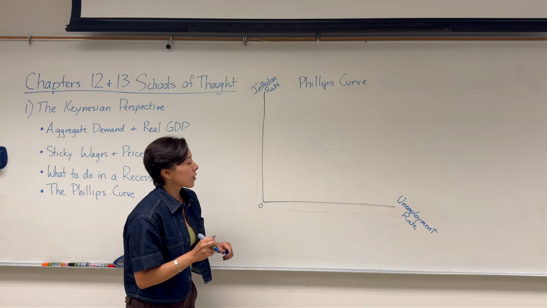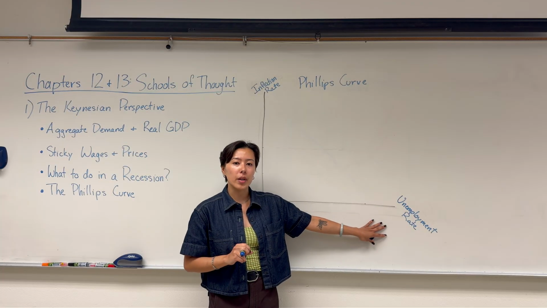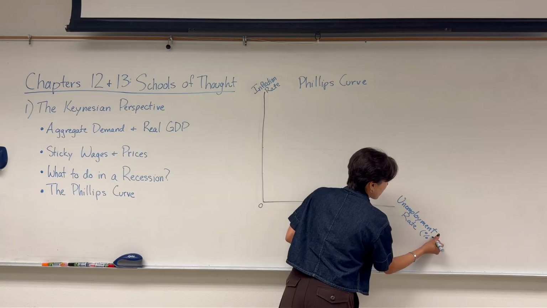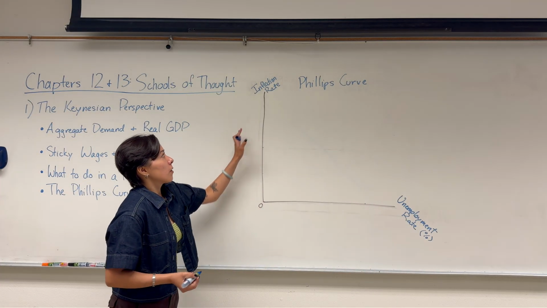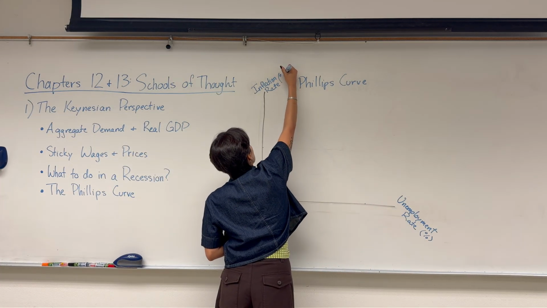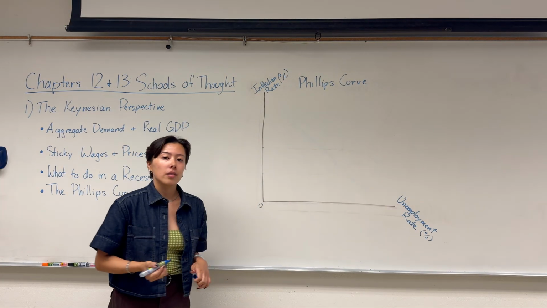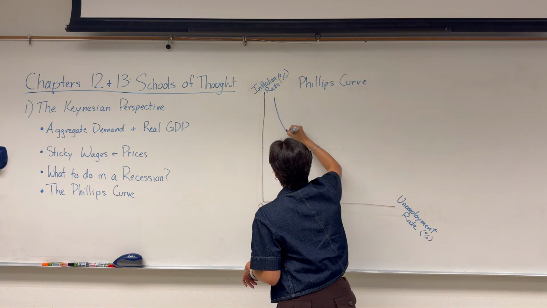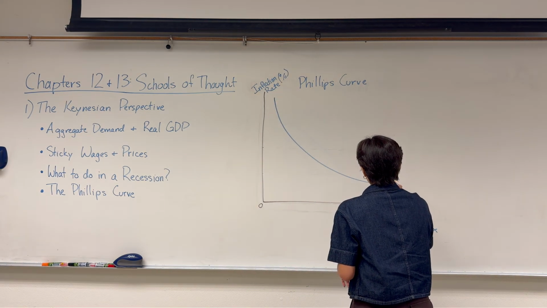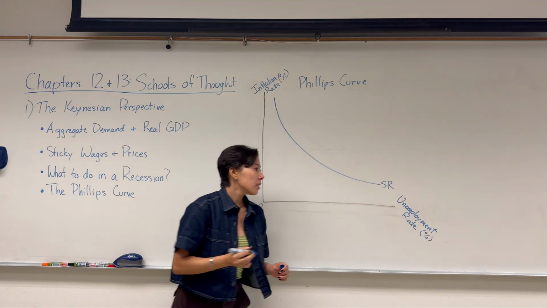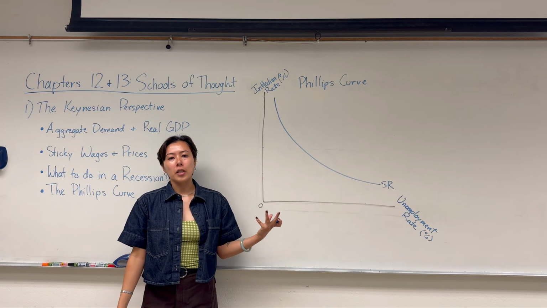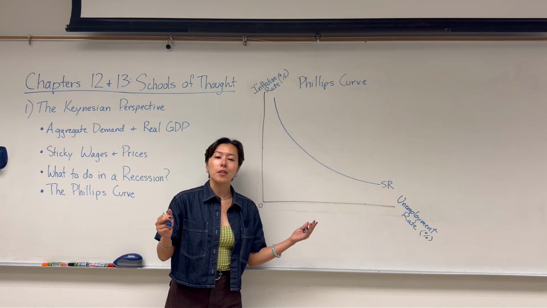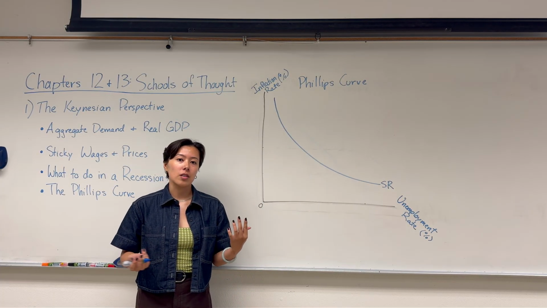Now, when we draw this Phillips curve, we're going to measure the unemployment rate on the horizontal axis, as a percentage. Then we're going to measure our inflation rate, again as a percentage, on the vertical axis. Now here is what the shape of our Phillips curve will look like in the short run. So here is my short run Phillips curve, and it's going to have this downward sloping shape. This shows us that as unemployment increases, inflation will decrease, and vice versa.